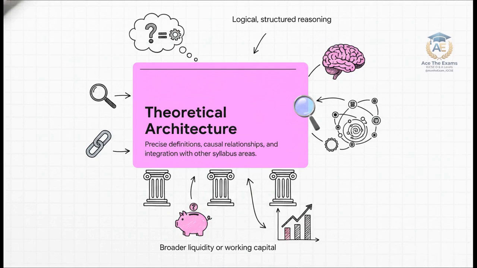For example, showing how a partner's current account balance directly impacts the broader liquidity or the working capital of the partnership. Examiners are looking for logical, highly structured reasoning. They want to see that you actually understand why an entry is made, not just where it goes on a ledger.